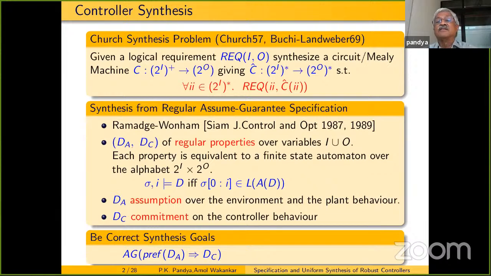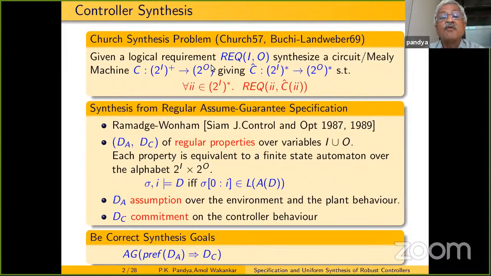Algorithmically synthesize a circuit or a Mealy machine which satisfies the requirement for all possible inputs. So here the circuit takes a sequence of inputs, up to the current clock cycle, and it produces the current output.